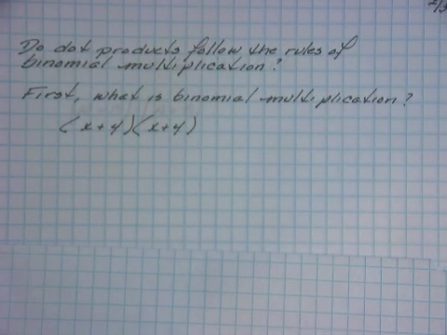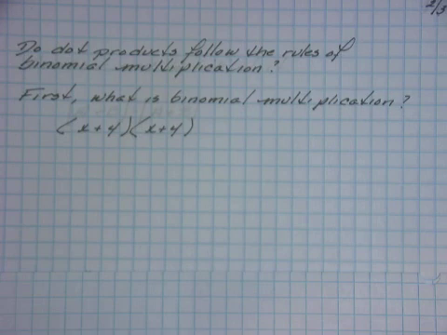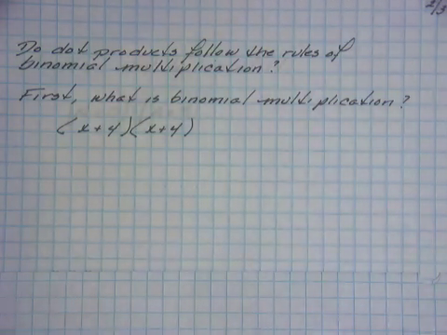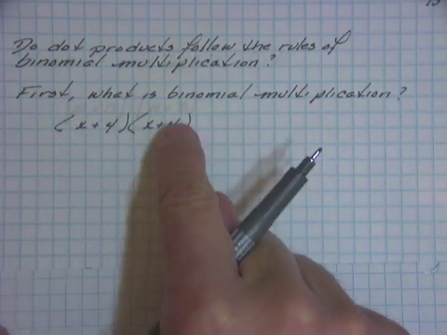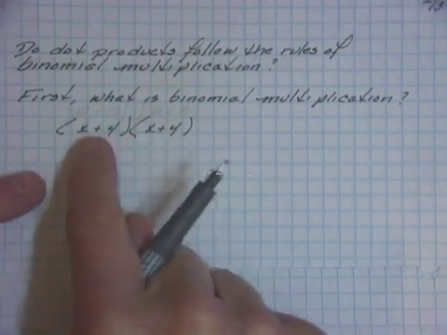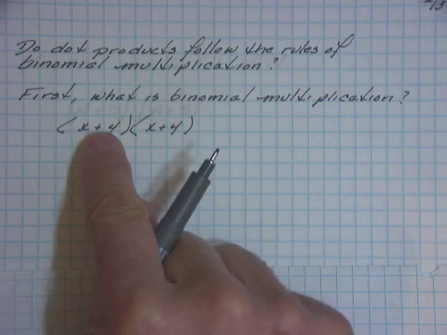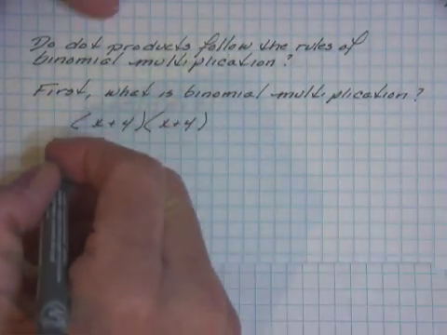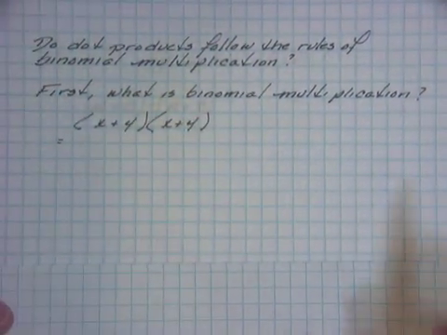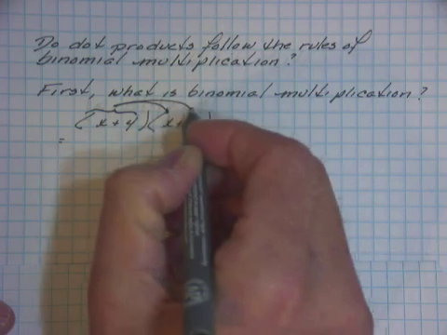What we're going to do now is take a look at: do dot products follow the rules of binomial multiplication? Wow, okay, so first off, a lot of you have never had binomial multiplication. You don't know what that is. So I have to show you first what binomial multiplication is. So I've got x plus y times x plus y. Now these are known as binomials because there are two terms here and two terms here. Just like a bicycle has two wheels, a binomial has two parts to the expression, okay? Two terms. What we do is we just use distributive properties.